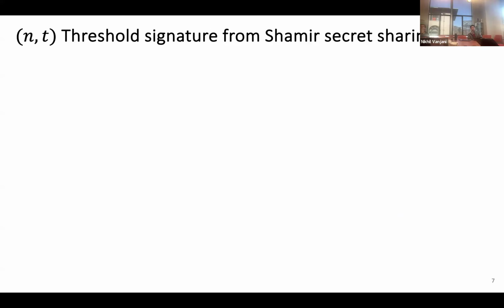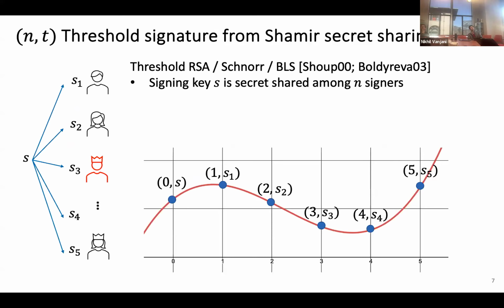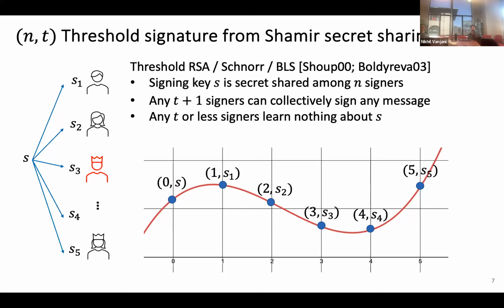For threshold signatures, secret sharing methods are known from the early 2000s. The basic idea is that the signing key is secret shared using Shamir secret sharing. By the properties of secret sharing, any T plus 1 signers will be able to recover, while T or fewer will learn nothing about the secret and also cannot forge the signature. These are just some notational basics and history.